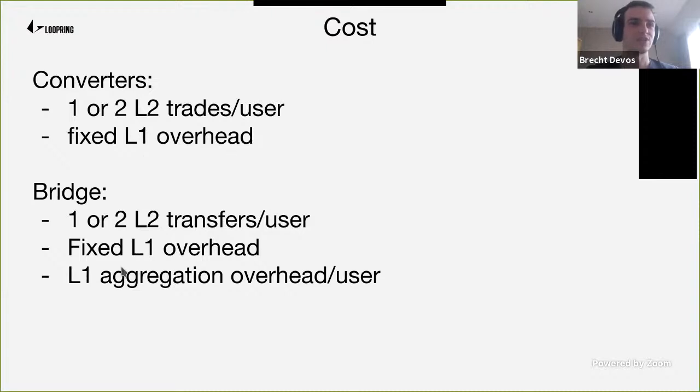But there's also some extra L1 overhead because some extra aggregation is needed on the bridge contract. So we have to run over all these different bridge interactions and then pass them around to the necessary contracts, which makes it a little bit more expensive, but also much more flexible because the bridge can do more stuff than the converters, which are mainly token swap batching.